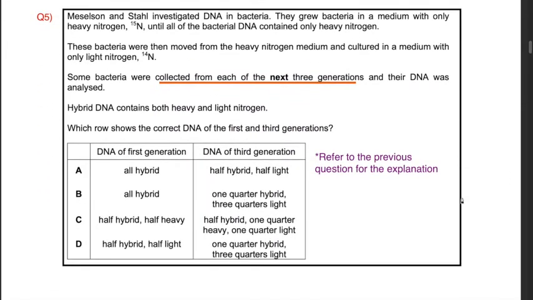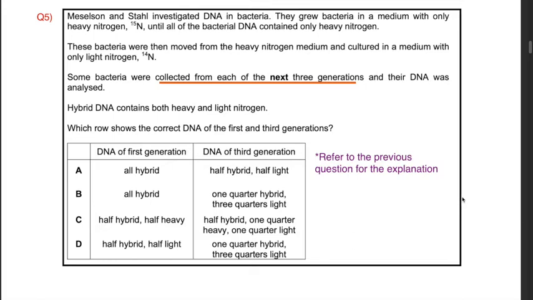Question 5. Meselson and Stahl investigated DNA in bacteria. They grew bacteria in a medium with only heavy nitrogen 15N until all of the bacterial DNA contained only heavy nitrogen. These bacteria were then moved from the heavy nitrogen medium and cultured in a medium with only light nitrogen 14N. Some bacteria were collected from each of the next 3 generations and their DNA was analyzed. Hybrid DNA contains both heavy and light nitrogen. Which row shows the correct DNA of the first and third generations?